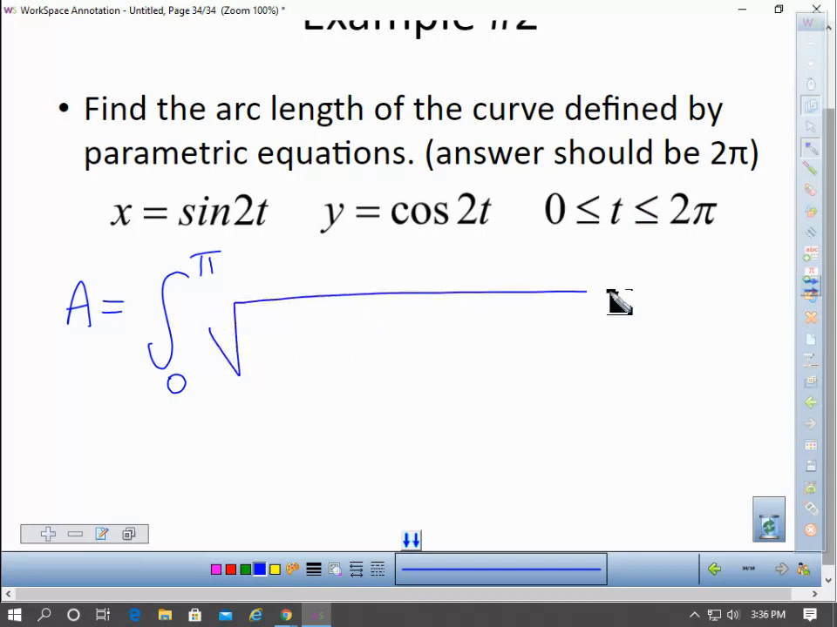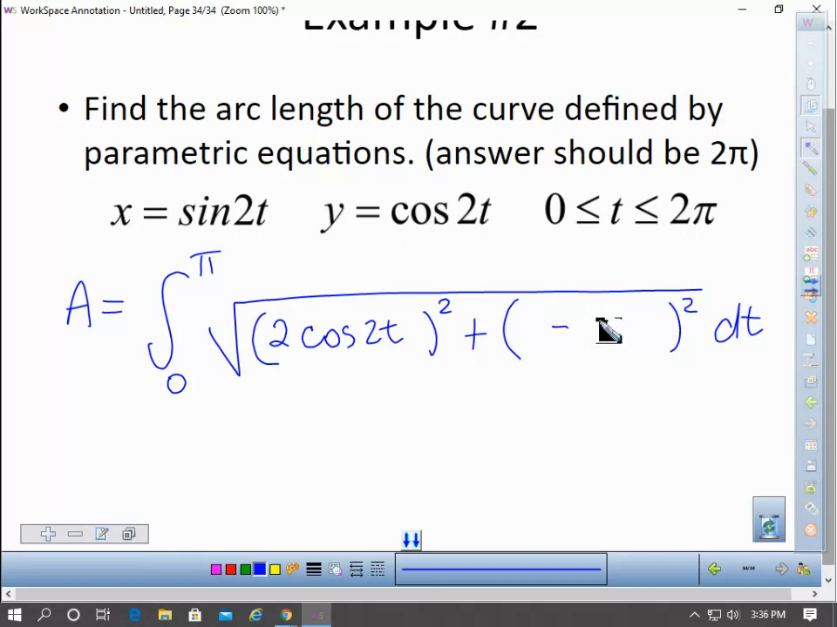All right, so again, this is going to be the integral of the square root of dx dt squared plus dy dt squared, dt. Make sure you understand why we're going from 0 to pi. So I want dx dt, I want this derivative. So the derivative of sine is cosine 2t, and then you have to chain on the derivative of the 2t, which is 2. And then I want the derivative of y, so that's going to be negative sine 2t, and then I have to chain on the derivative of 2t, which is 2. So that's the derivative of this.